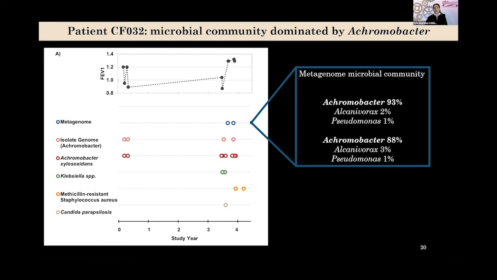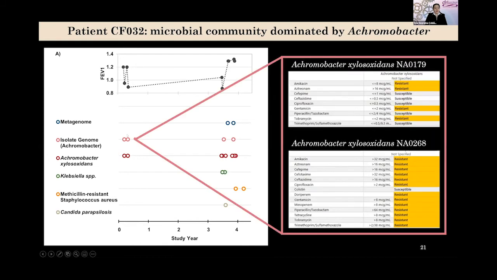So we obtained 2 sputum samples and obtained total DNA metagenomes. And we corroborate the hypothesis that yes, Achromobacter is a dominant microbe in the lungs of this patient, with 93% relative abundance and 88% relative abundance. So we obtained the metagenomes, we obtained the strains from the clinic, and the clinic reported that these 2 strains are resistant to antibiotics.